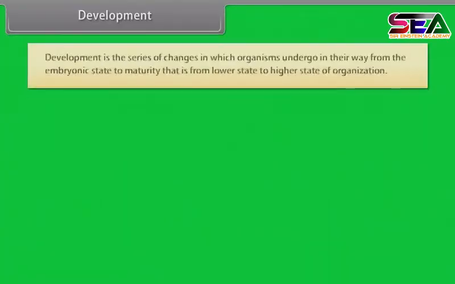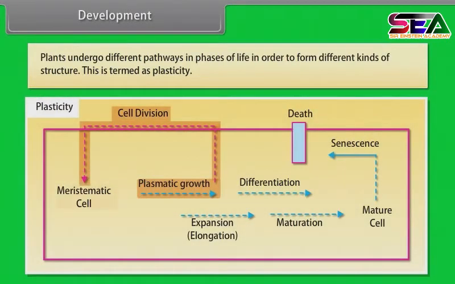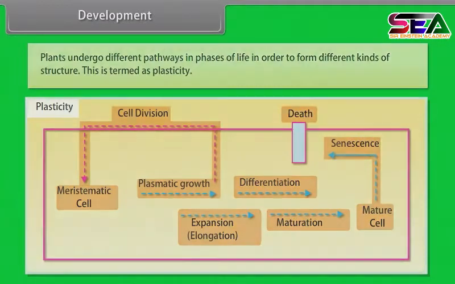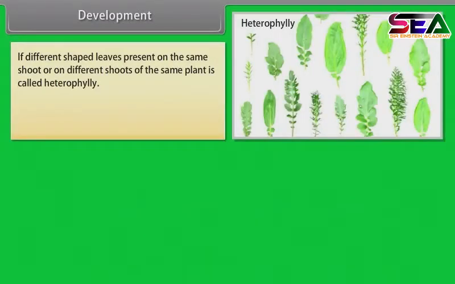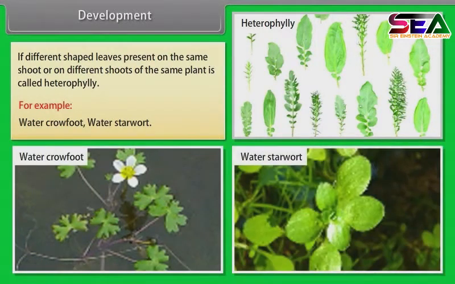Development. Development is the series of changes which organisms undergo in their way from the embryonic state to maturity, that is, from a lower state to a higher state of organization. Plants undergo different pathways in phases of life in order to form different kinds of structure. This is termed plasticity. If different shaped leaves are present on the same shoot or on different shoots of the same plant, it is called heterophyly. For example, water crowfoot, water starwort.